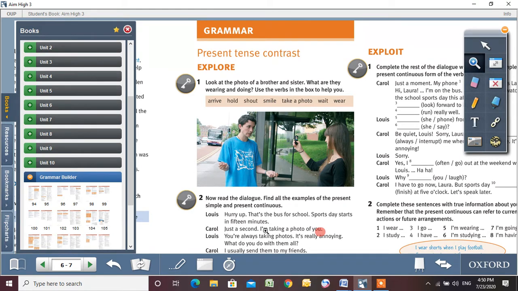So we will compare between the tenses of the present, and we have two tenses to talk about. We will talk about the present simple tense and the present continuous tense. And you will know when you use the present simple and when you use the present continuous tense. So let's start with the present simple tense.